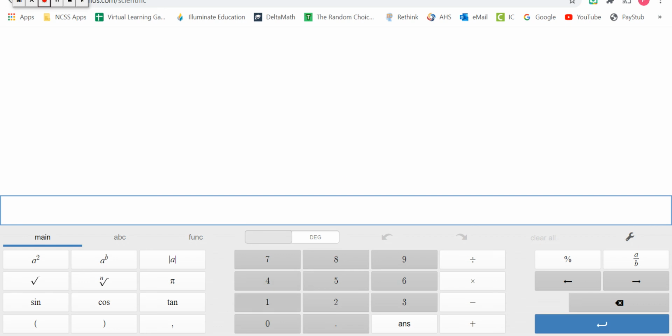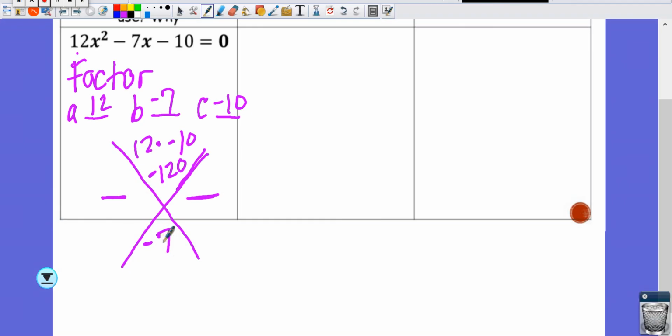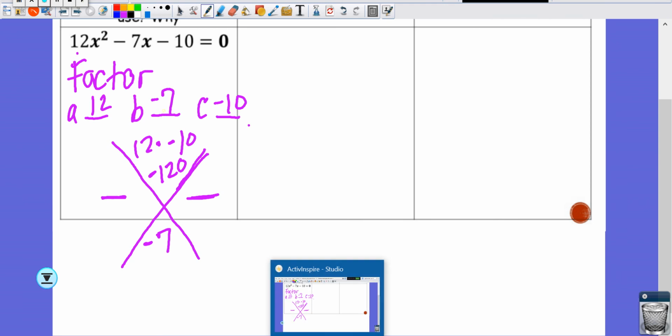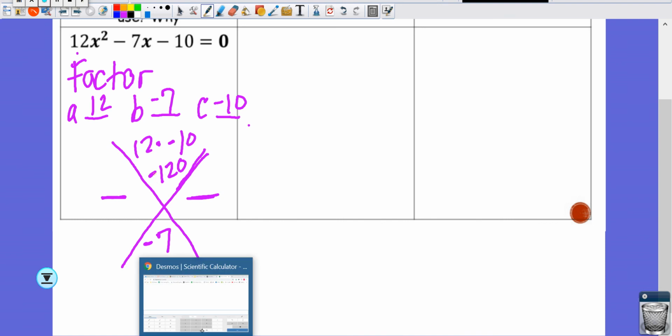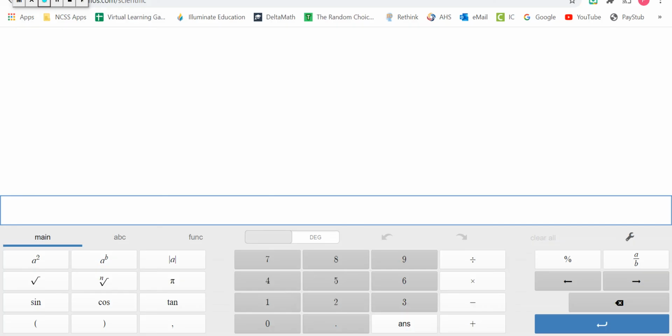And I'm going to go through and just start trying to find my factors. So I know that, first of all, my number is negative. So one of my factors is going to have to be a negative number. So when you see that the number in the middle is a negative number, one of your factors has to be a negative number. So I need to find what are the factors of negative 120 that will sum to give me negative 7. So let's go play.